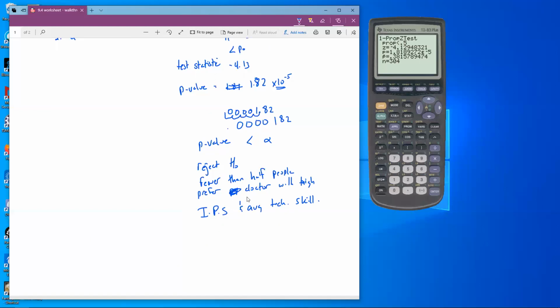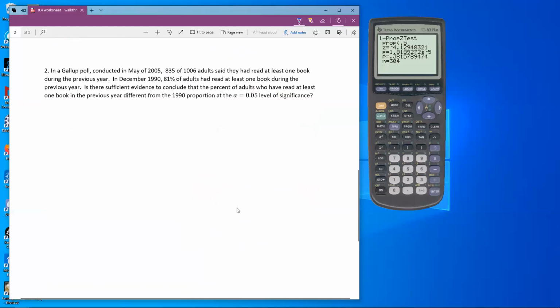So let's go on to the next one. Our next page here is a Gallup poll conducted in May of 2005.